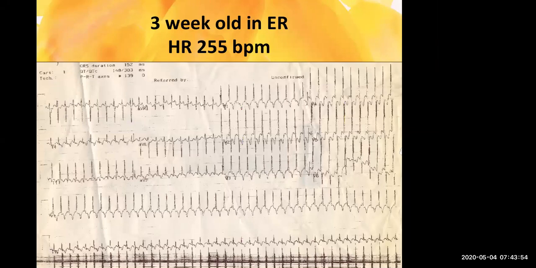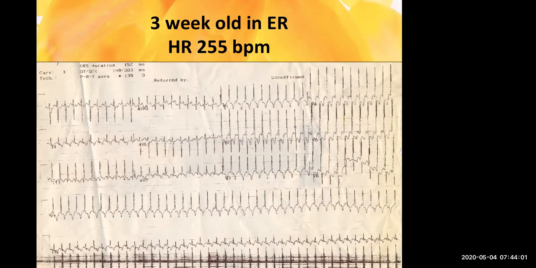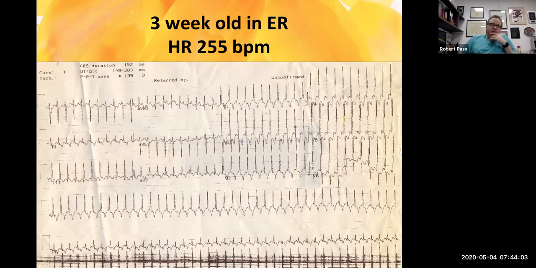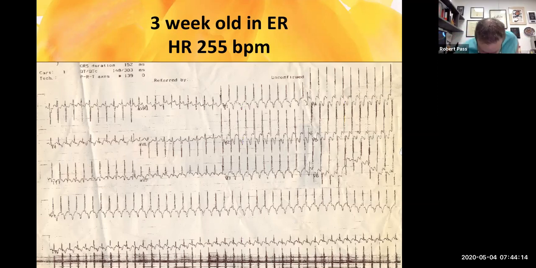So, I mean, for now, you could try adenosine. Okay, that's a good one. That would probably work. What else could you do? Let's say you're having trouble getting IV access. You could try vagal maneuvers. Right, so what vagal maneuvers would you try in an infant?